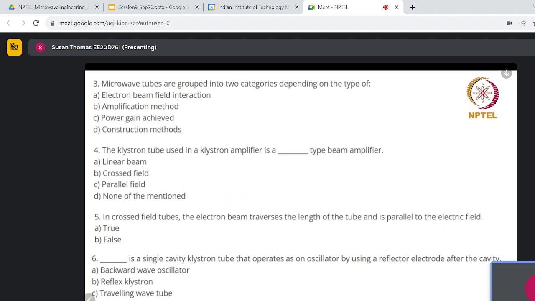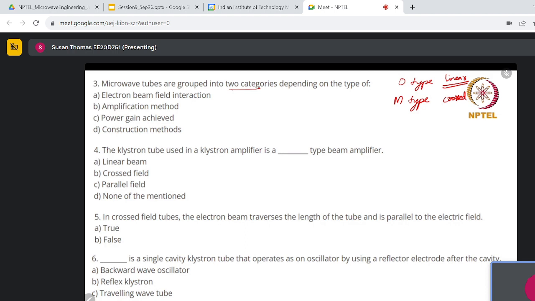The very first question: microwave tubes are grouped into two categories depending on the type of. Let me elaborate on these two categories. One is the O type tubes and the other is the M type tubes. Now I would like to give a little more explanation on this. O type tubes have a linear electron beam field interaction, and in M type there is a crossed field interaction.